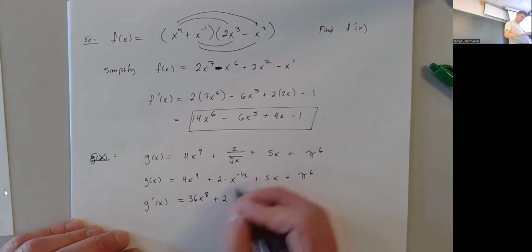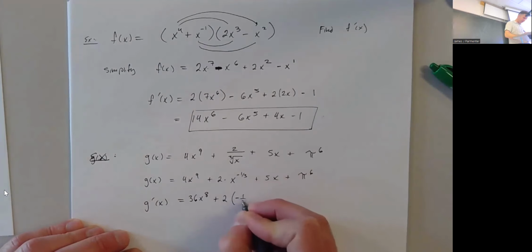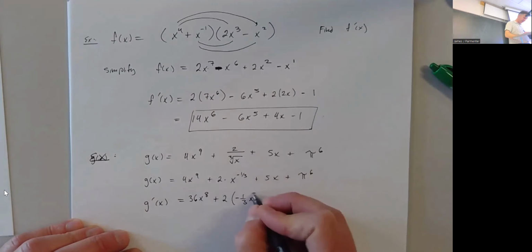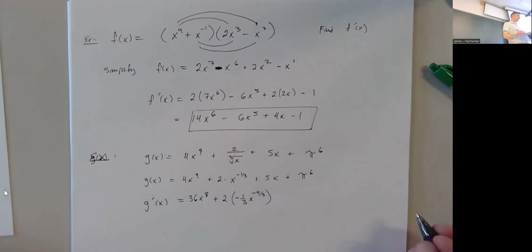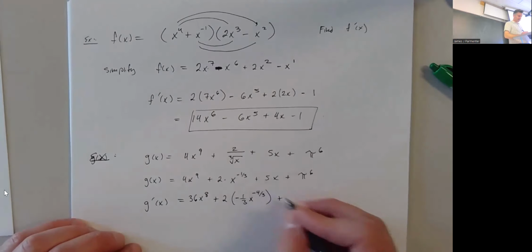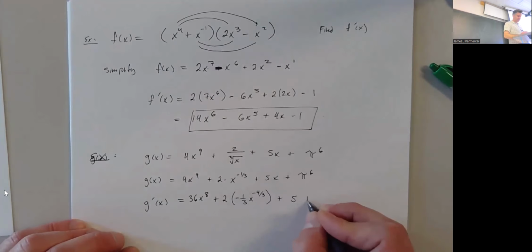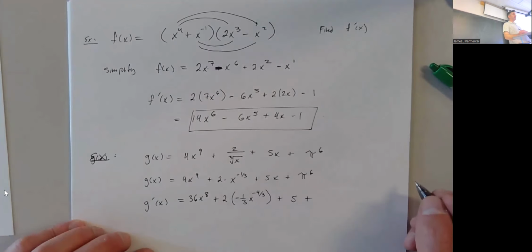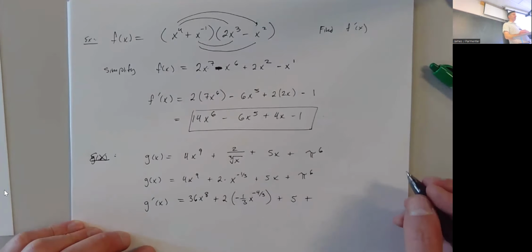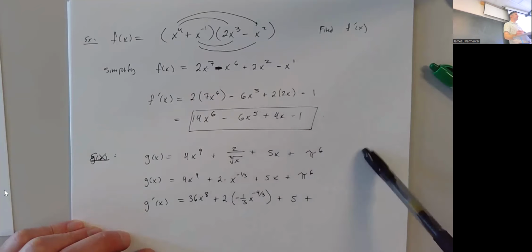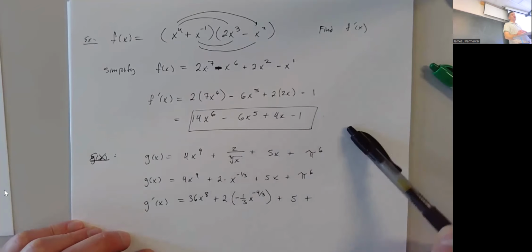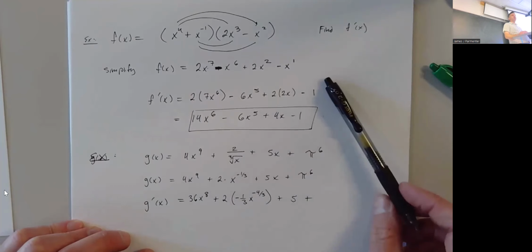2 times derivative of x to the negative 1/3 is negative 1/3 x to the negative 1/3 minus 1, which is negative 4/3. I should have written that as just negative 2/3 times it, but I didn't. Derivative of 5x is 5. Derivative of pi to the 6 is not 6 pi to the 6 minus 1. If you plug pi to the 6 in your calculator, you're going to get a number that never changes. Also known as a constant.